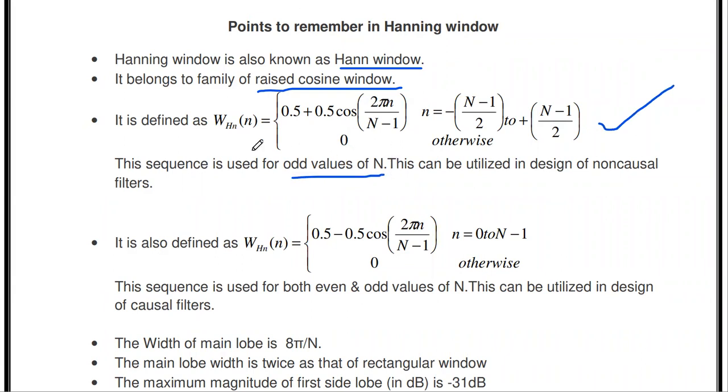Okay, if n is odd, w_H of n is equal to 0.5 plus 0.5 cos 2 pi n by N minus 1, where n is from minus (N minus 1) by 2 to plus (N minus 1) by 2, and 0 otherwise. So this is used to design a non-causal filter only.